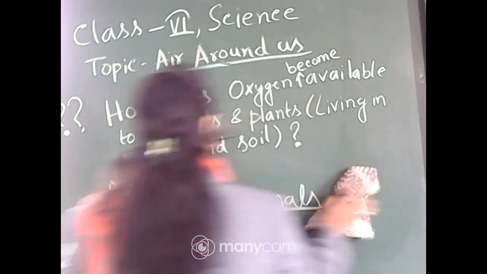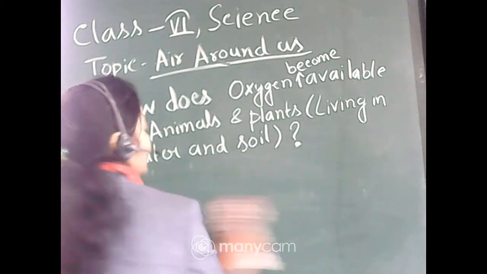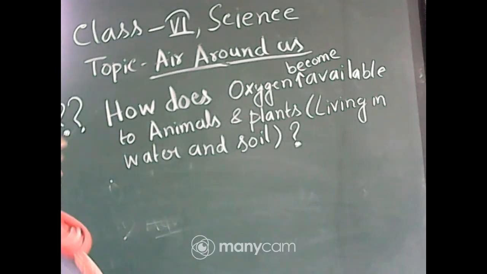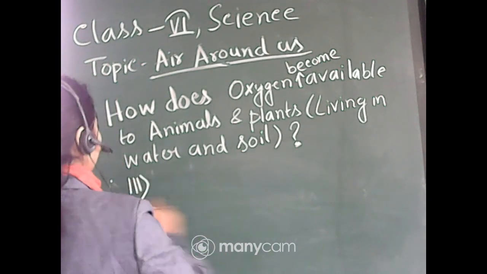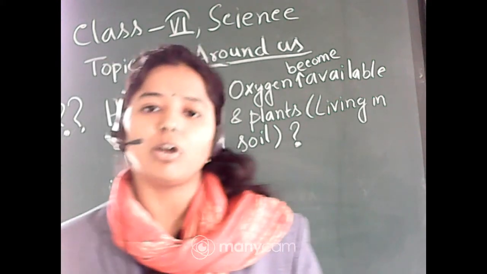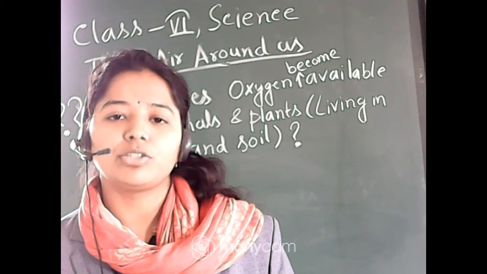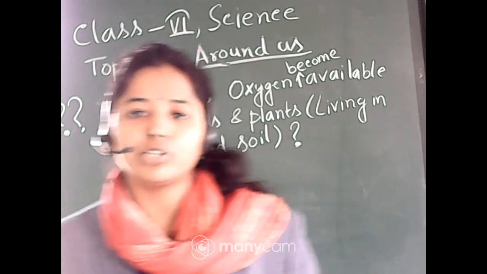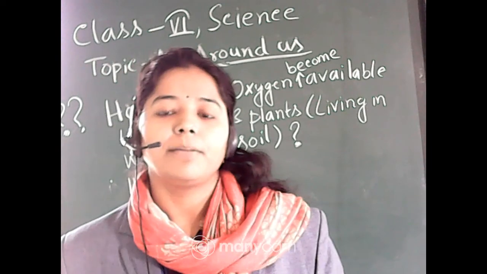Now comes the third point. Have you ever heard of amphibians? Amphibians are those animals which live in both water and land, such as frogs. Now, how do they breathe? They also require oxygen for their breathing process.